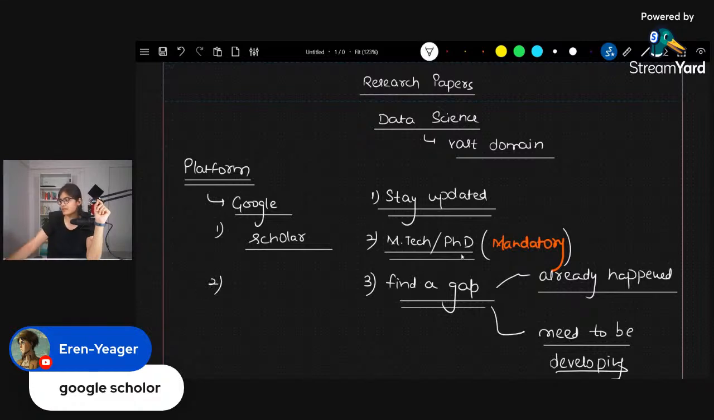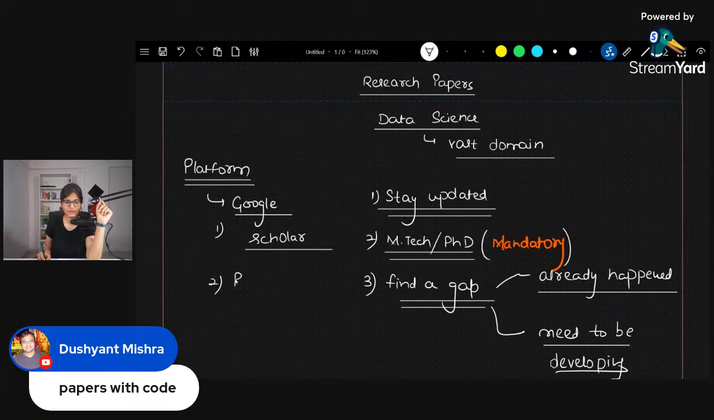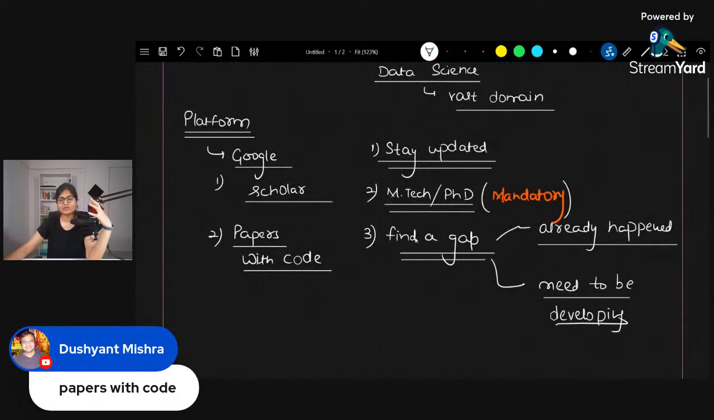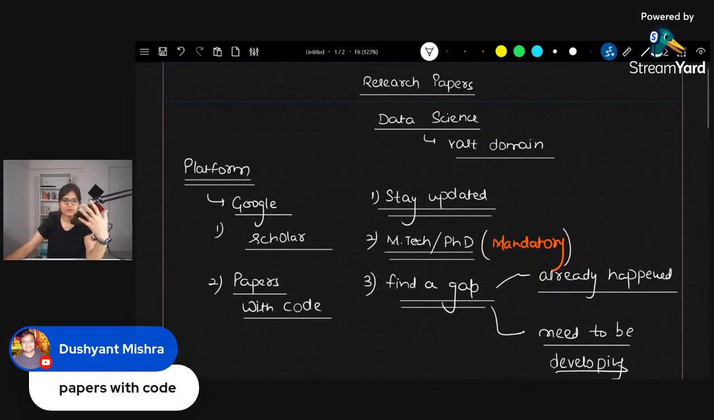Second is, yes, someone already said, Papers with Code. This is also a very good platform, where not only will you be able to get a research paper, but it's an open source kind of thing where you will get the code as well. Then you can try to do your own things on top of that. So whatever is already built, you can think on top of that. These two are the platforms which I have used, and am using, quite frequently.